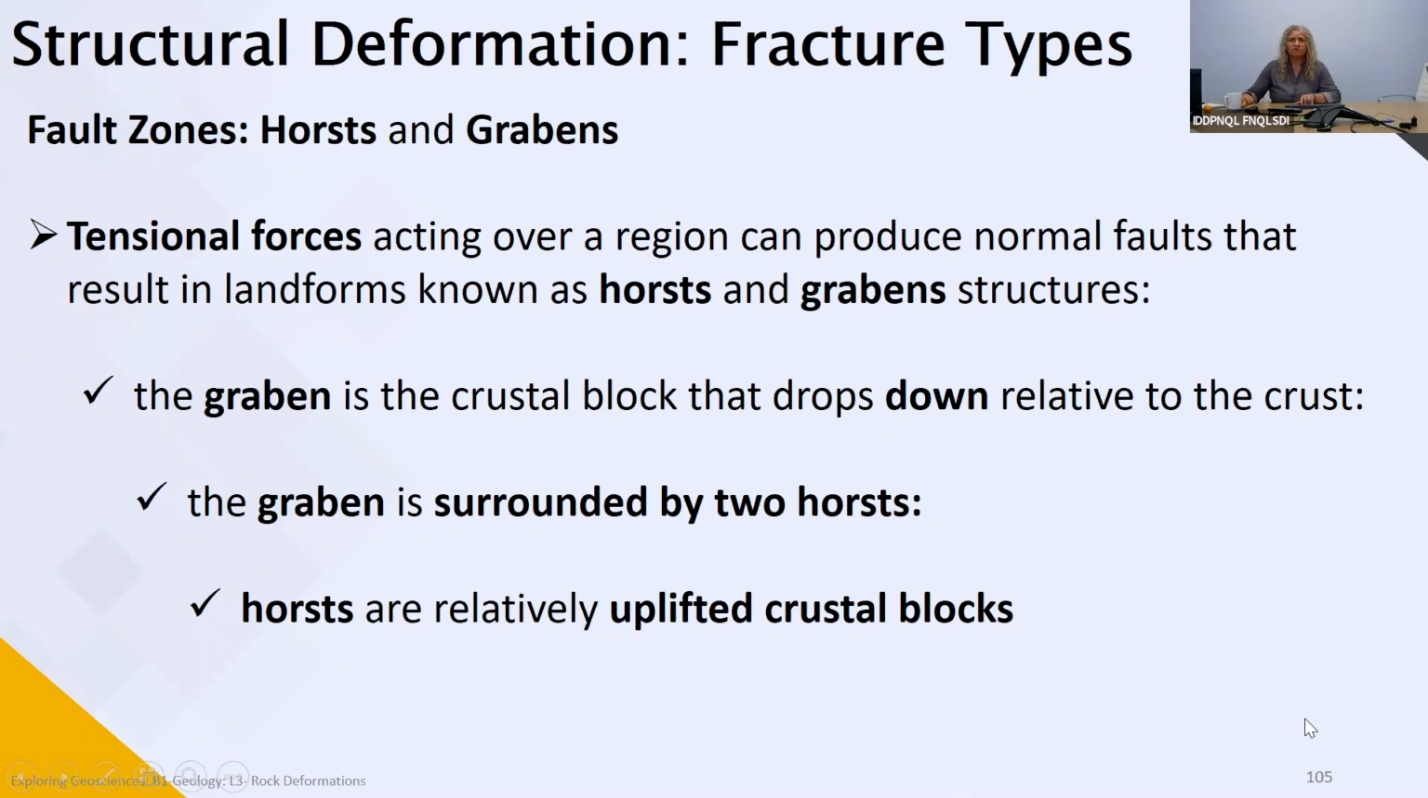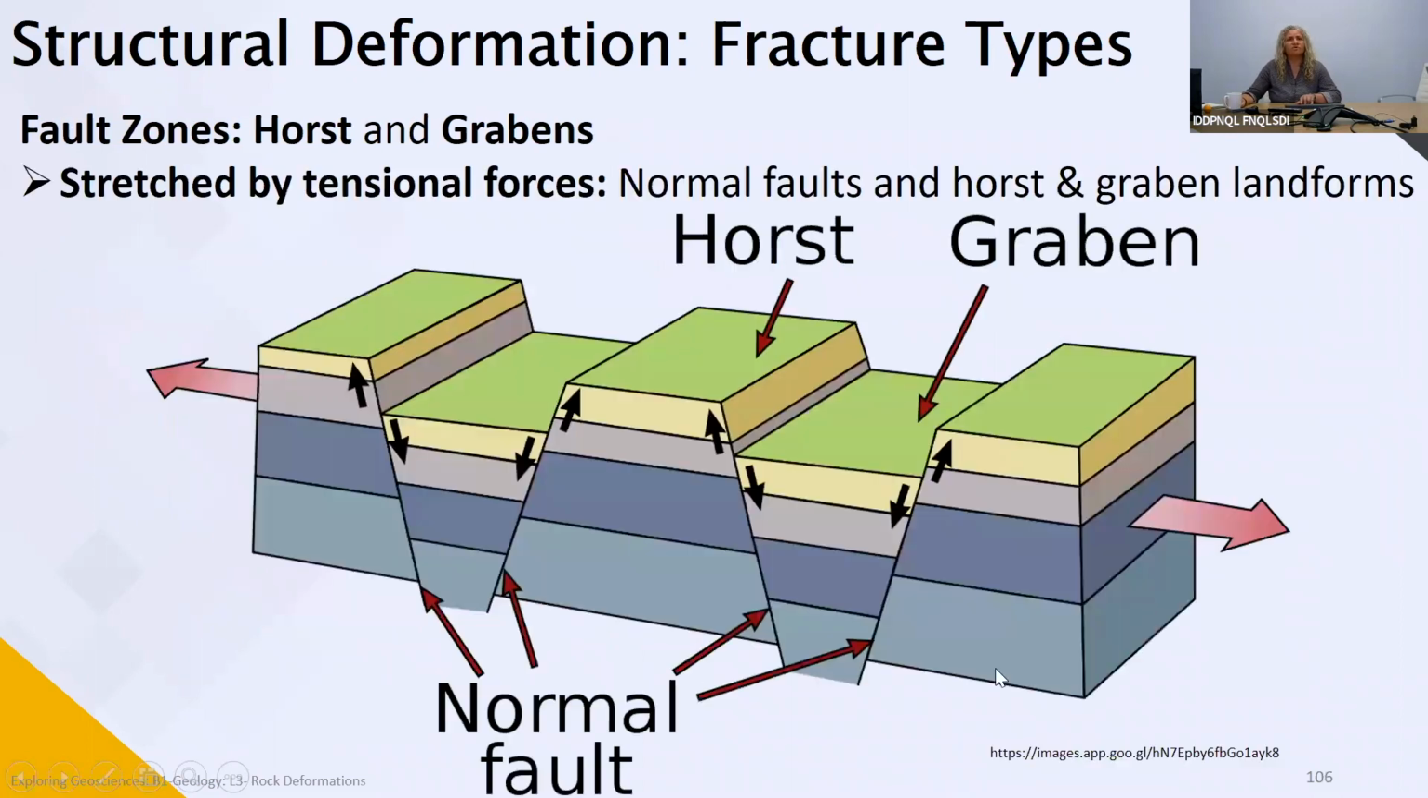So what's to remember here? The graben is the block that goes down relative to the crust, and the graben is surrounded by two horsts. The horsts are the blocks that went up. So if we look at an image here, we see a graben which is surrounded by two horsts. We see that the grabens went down and that the horsts went up. And they're formed in what we call a tensional force environment, so they are pulled apart.